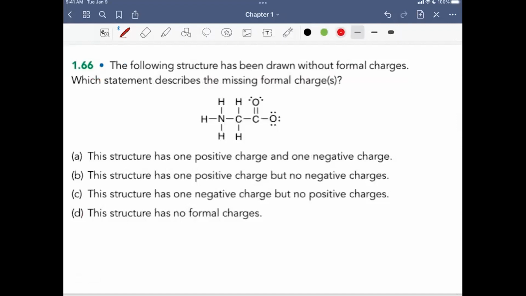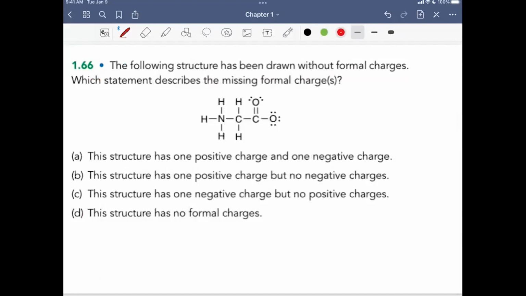This asks, the following structure has been drawn without formal charges. Which statement describes the missing formal charges? So let's go through all of these atoms in our molecule and determine if it has its octet full, if it's exceeding our octet, or if it's not meeting our octet rule.